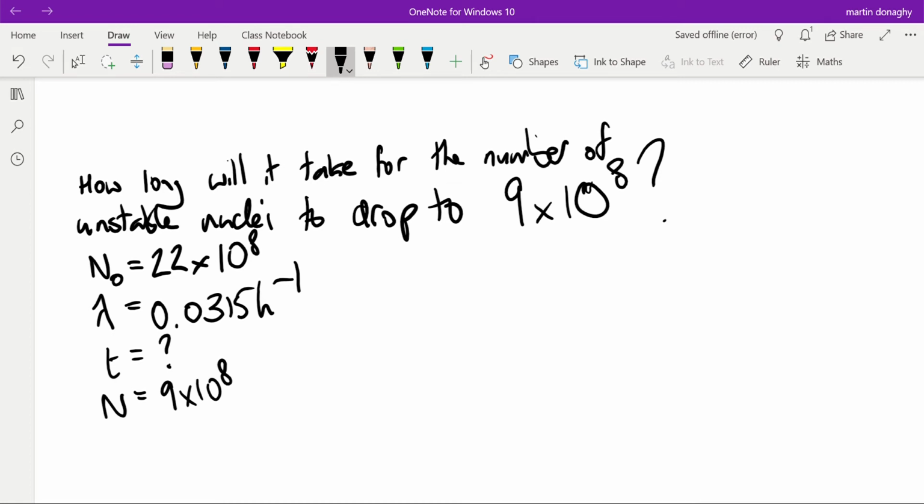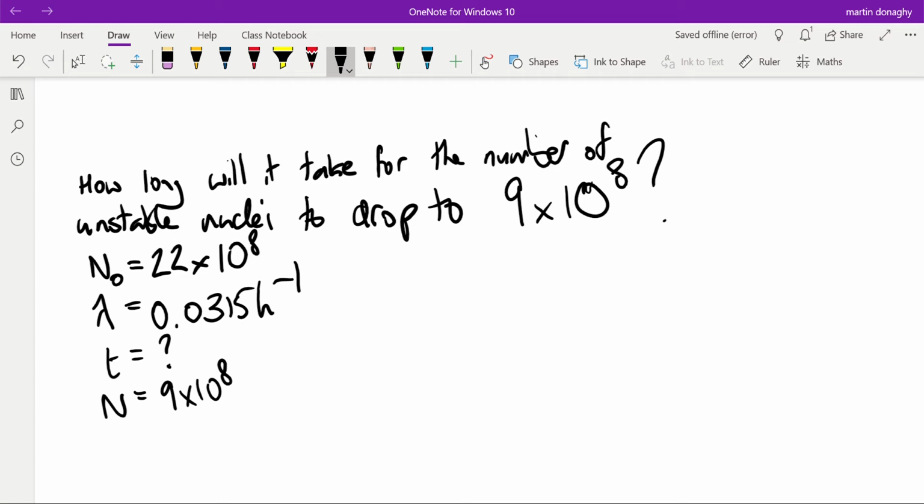Okay, let's follow on from that previous question and try and answer this part. Don't know if you can read that handwriting, it looks terrible. How long will it take for the number of unstable nuclei to drop to 9 × 10^8? It's a follow-on from the previous question. The number of unstable nuclei at the beginning is still 22 × 10^8.